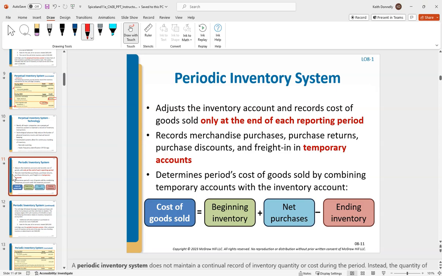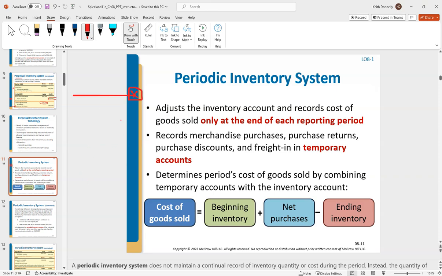Now, in distinction to a perpetual inventory system, we're going to have a periodic inventory system. And the idea with this is, at least for cost of goods sold, we wait until the end of the period to figure that out. We're going to back into it through a physical count.